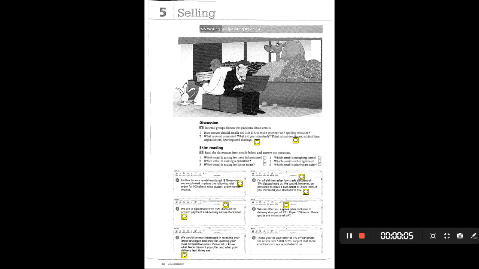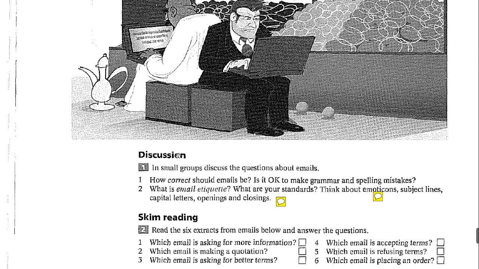Today we pass to a new lesson, 5.5 Writing, Negotiating by Mail, on page 66. So, let's have a look at the text. So, exercise number 1. In small groups, discuss the questions about emails.